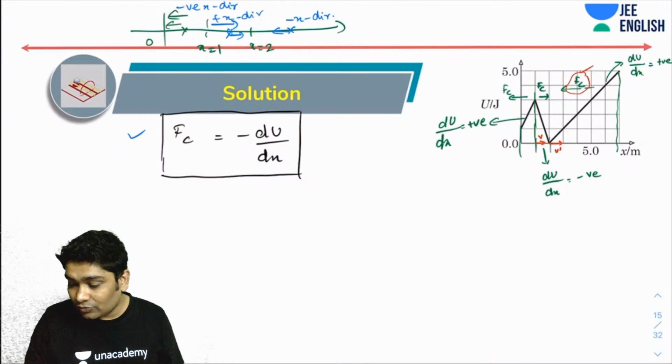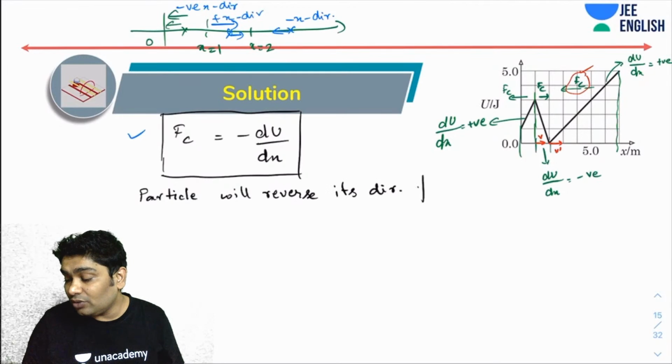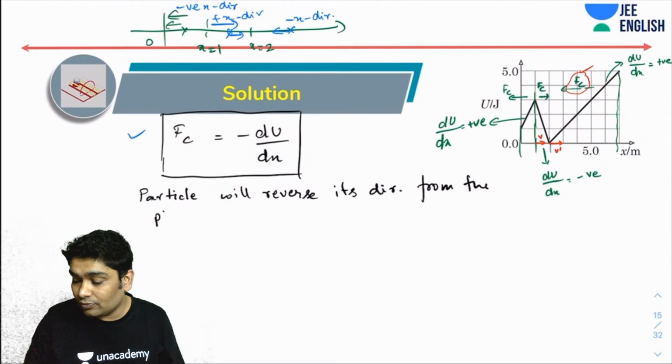So we know the particle will reverse its direction from the point where its v becomes 0.